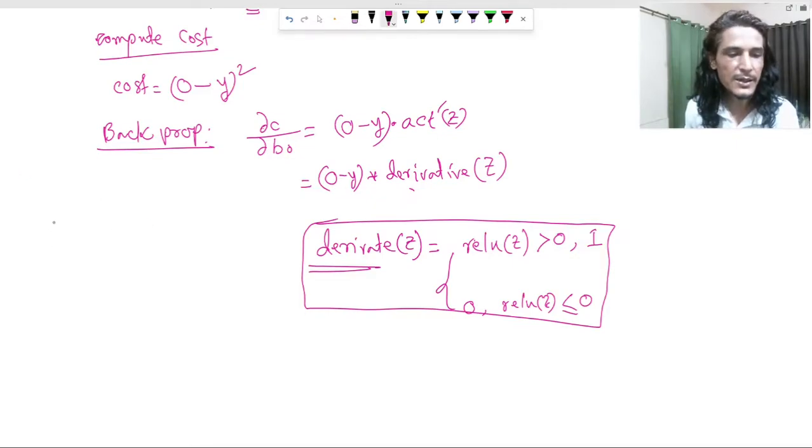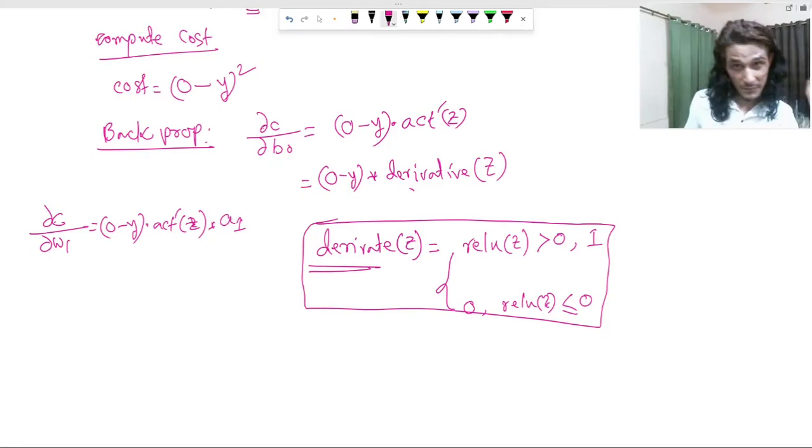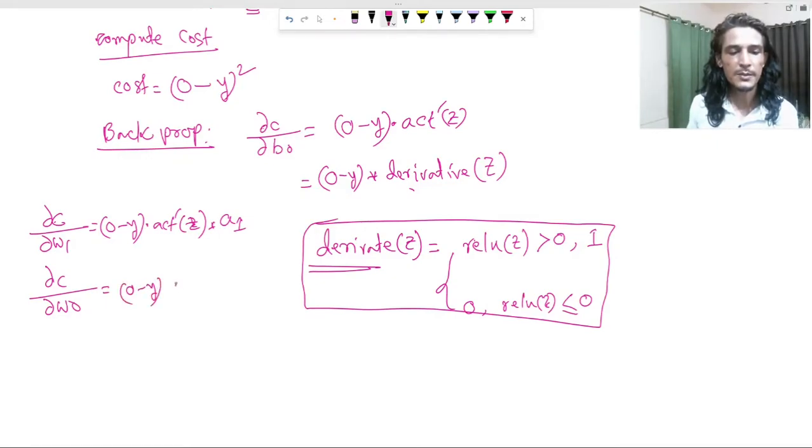Similarly, in the backprop, not only with respect to B0 do we have to compute, we also have to do the same thing with respect to W1, and that turned out to be the same: O minus Y multiplied by this activation prime, more specifically the derivative of G, but I'm still writing activation prime of Z, multiplied by this W1. It depends on the corresponding input from the previous layer, A1. And for W0, you find this part is the same: O minus Y multiplied by activation prime of G, and then this is A0, the corresponding input. That's all.